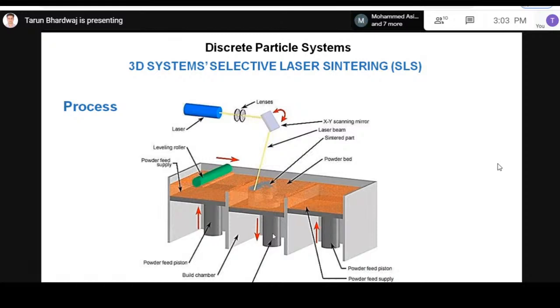Means if we have manufactured some layer, then it will lower down, just like an elevator we have seen. So it lowers down the powder bed by a single layer thickness, and after that, the leveling roller will level that powder again, and it will solidify again, and then after that, the build piston will lower down again. So it is a process again and again, and after that we get a final product.